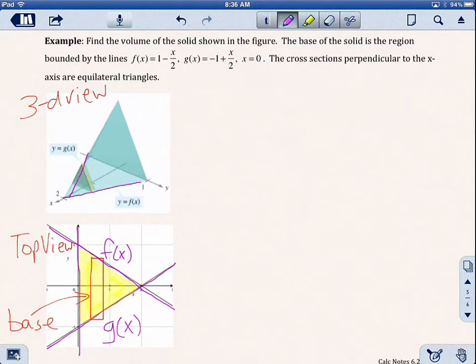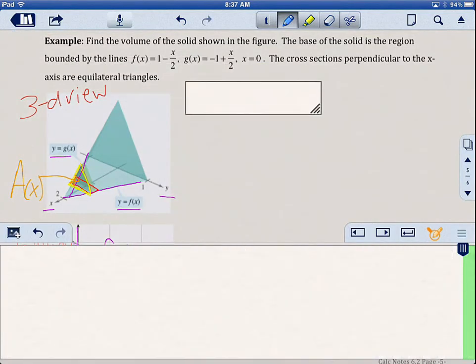And notice the axes get kind of funny. Here's our x-axis and the y-axis, so it swings around just so we can look at this. And here you can see f of x and g of x that match up with our top view. Now the little representative rectangle that we drew is right down here, and above it you can see our equilateral triangle coming up off of that representative rectangle. So the face of this equilateral triangle is our capital A of x.